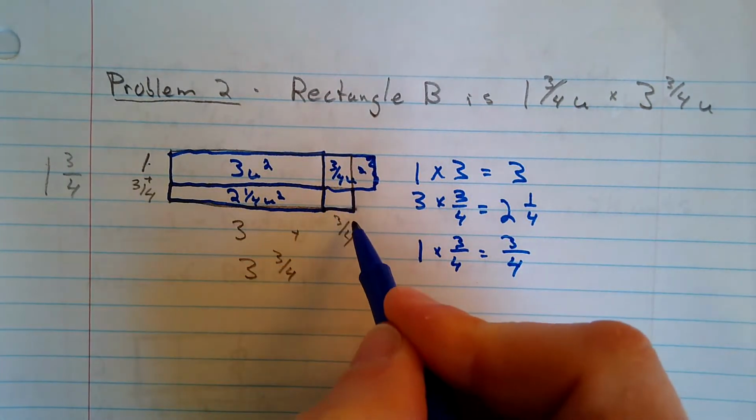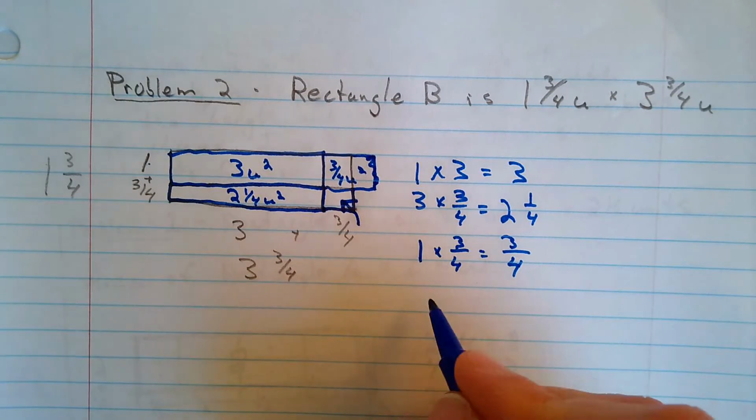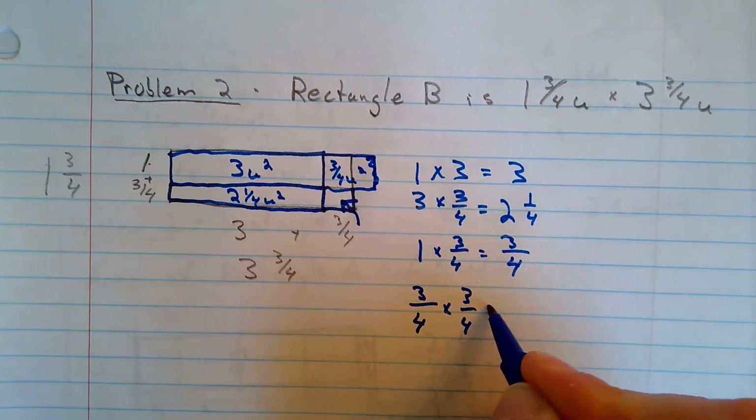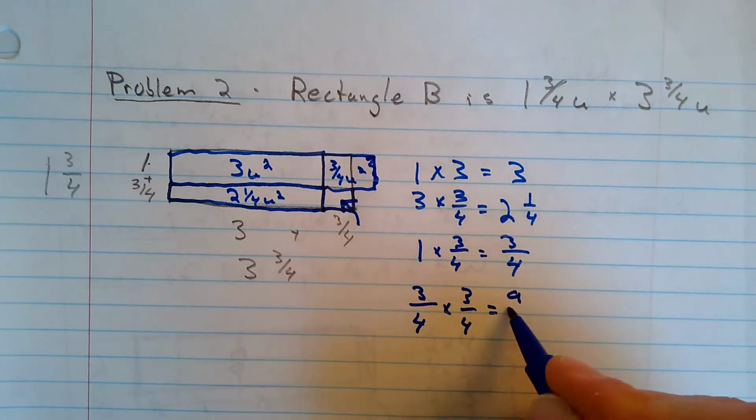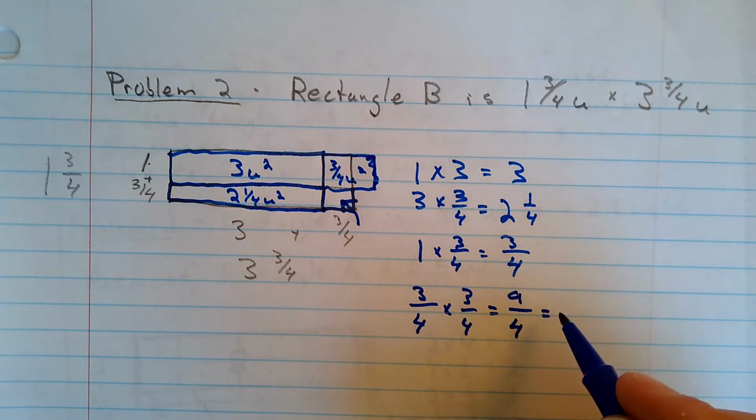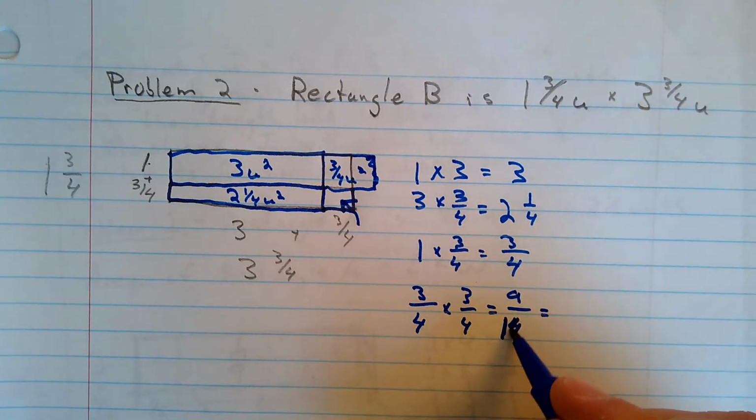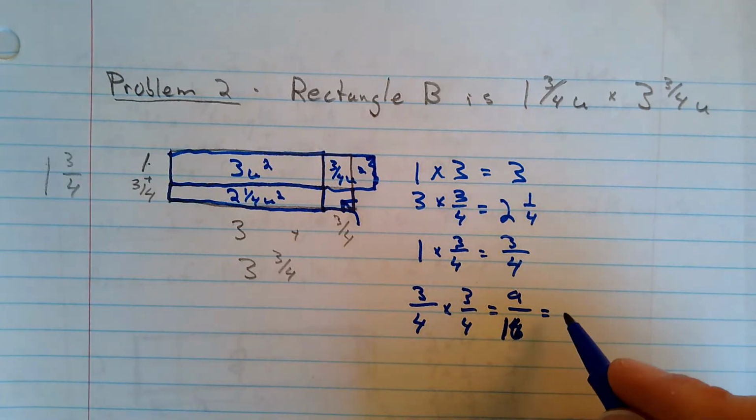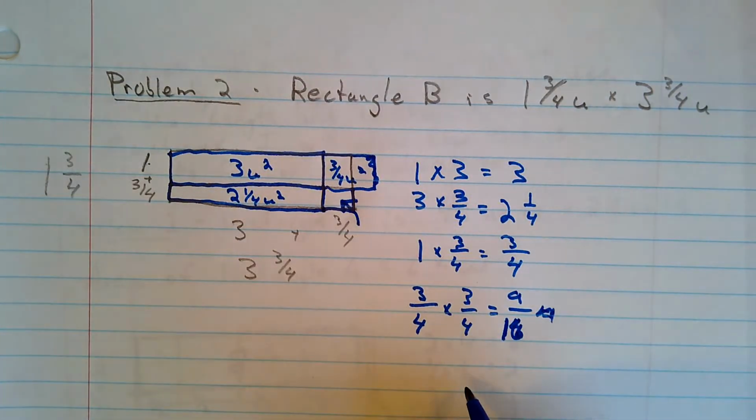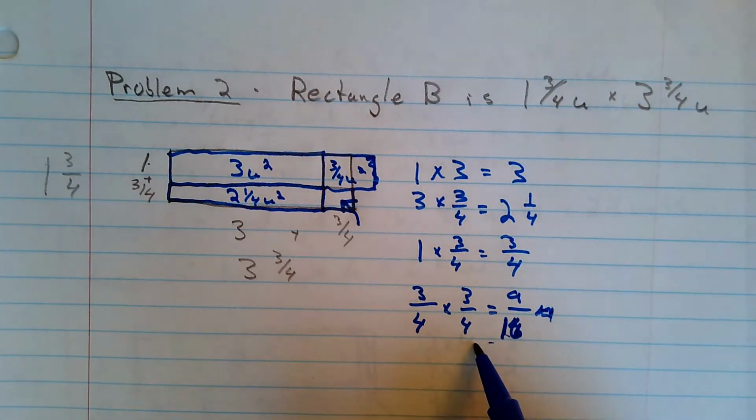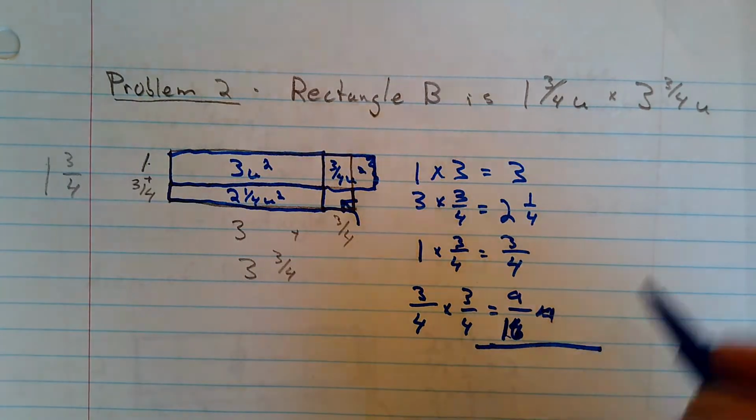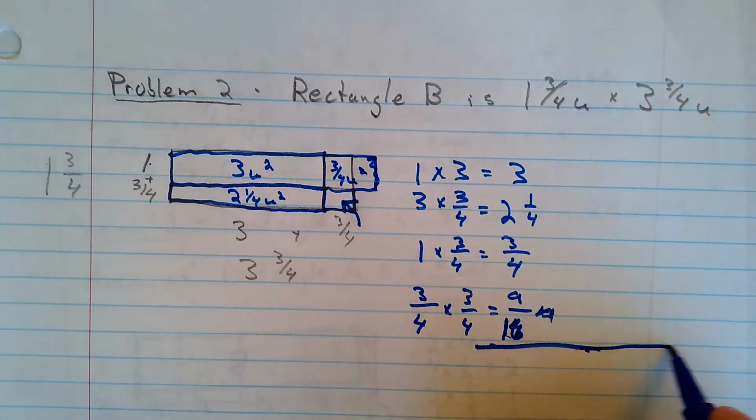Then this little tiny piece is 3/4 times 3/4. 3/4 times 3/4. And that is 9/4 or 2 1/4. I'm sorry, 9/16. Can that be reduced? No. Okay, 9/16. All right. So now I need to add these up. All right. So let me do it. I need to make this a little bit neater over here.